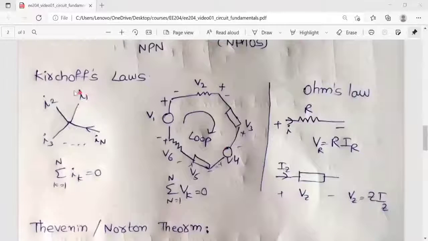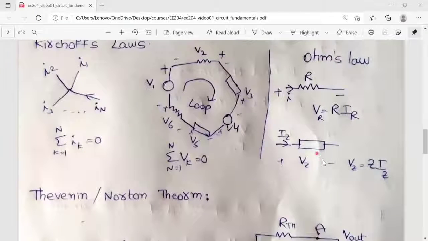First of all, we'll discuss Kirchhoff's laws. The first law is that at a node, the sum of the currents is equal to 0. We should take the sign according to the direction of current. And the second law is that in a loop, the sum of the voltages is 0. Usually, we should take the sign convention. And Ohm's law: the voltage across a resistor is equal to the resistance times the current through the resistor. The same applies to impedance.